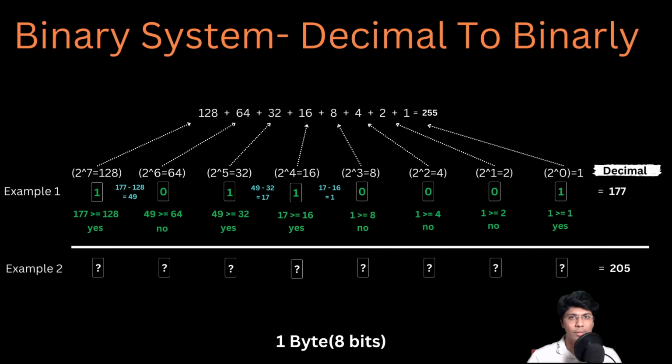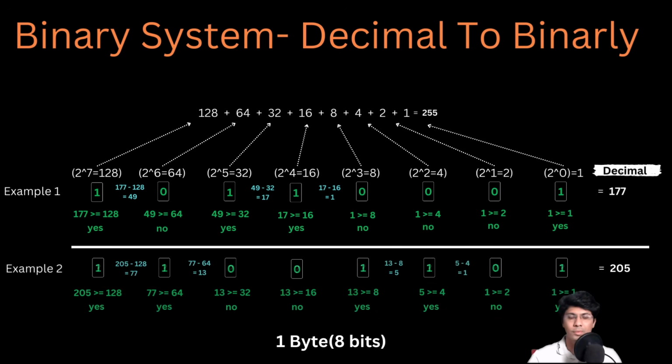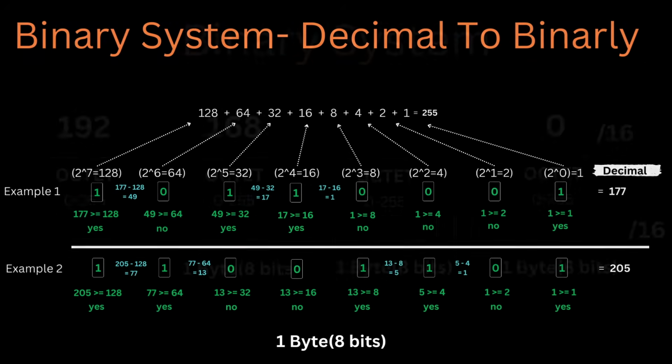What is the binary representation of 205? This time you do it yourself. Pause the video here. Calculate the binary value as shown in example 1. Write your result in the comment and then resume this video to check your answers. So, you got it? The answer is 11001101. I believe you got the answer right. If not, then just go through this calculation and validate your answers.